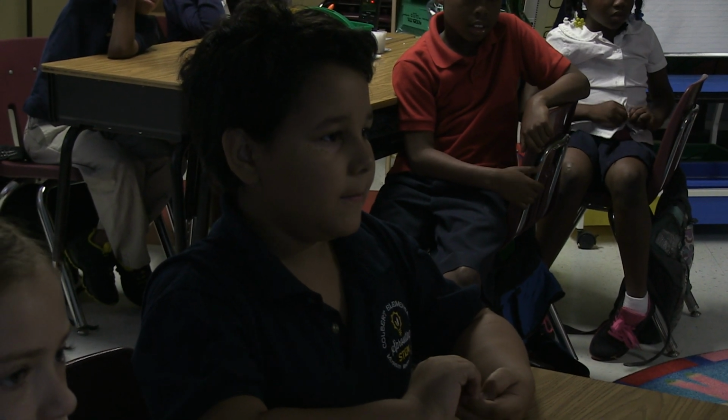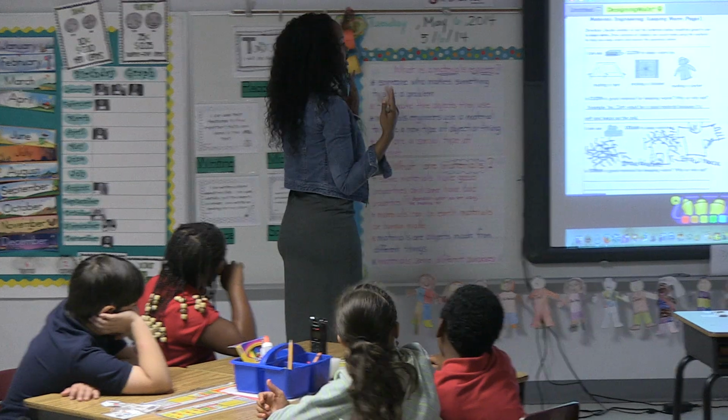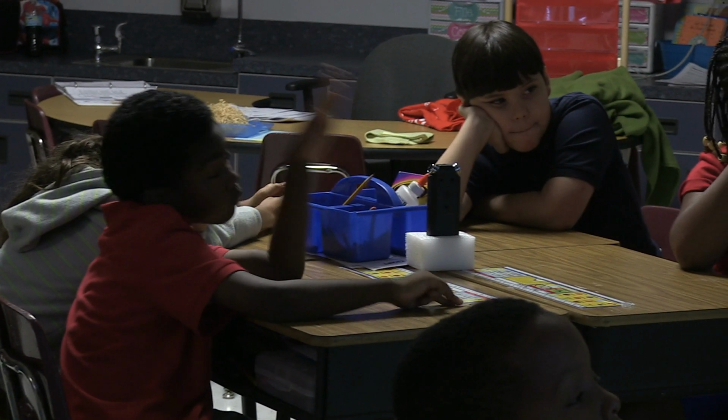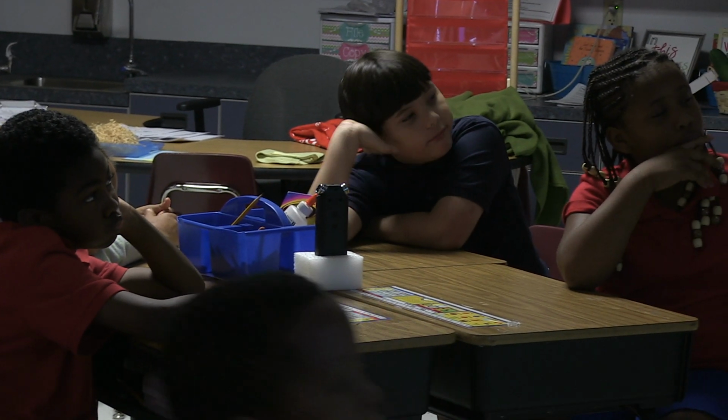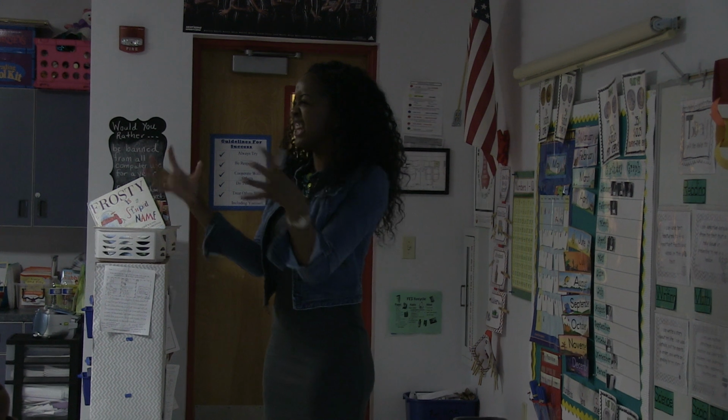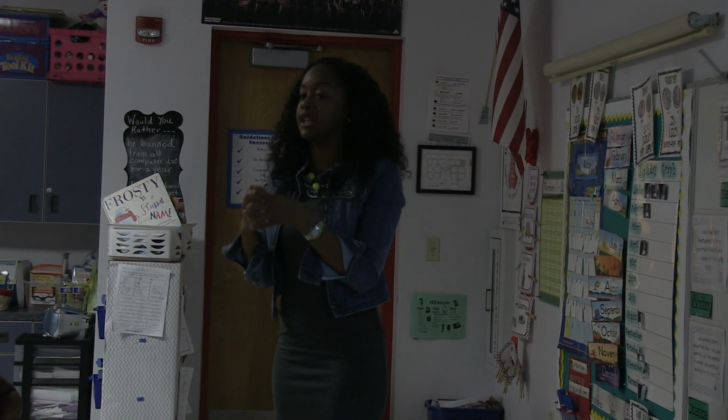Isn't that interesting? Right now we've talked about two different things. We've talked about the fact that straw could be a good material for using to keep warm, but then we're also saying that straw, because it's so light and because it's so stringy, it's not going to be able to keep us warm.